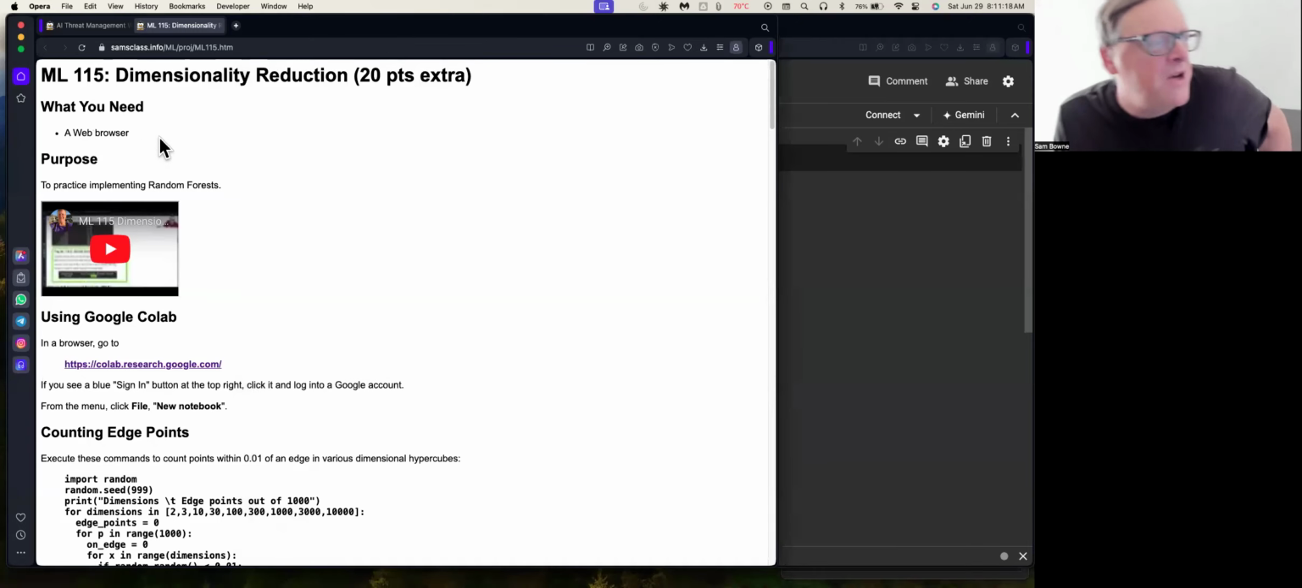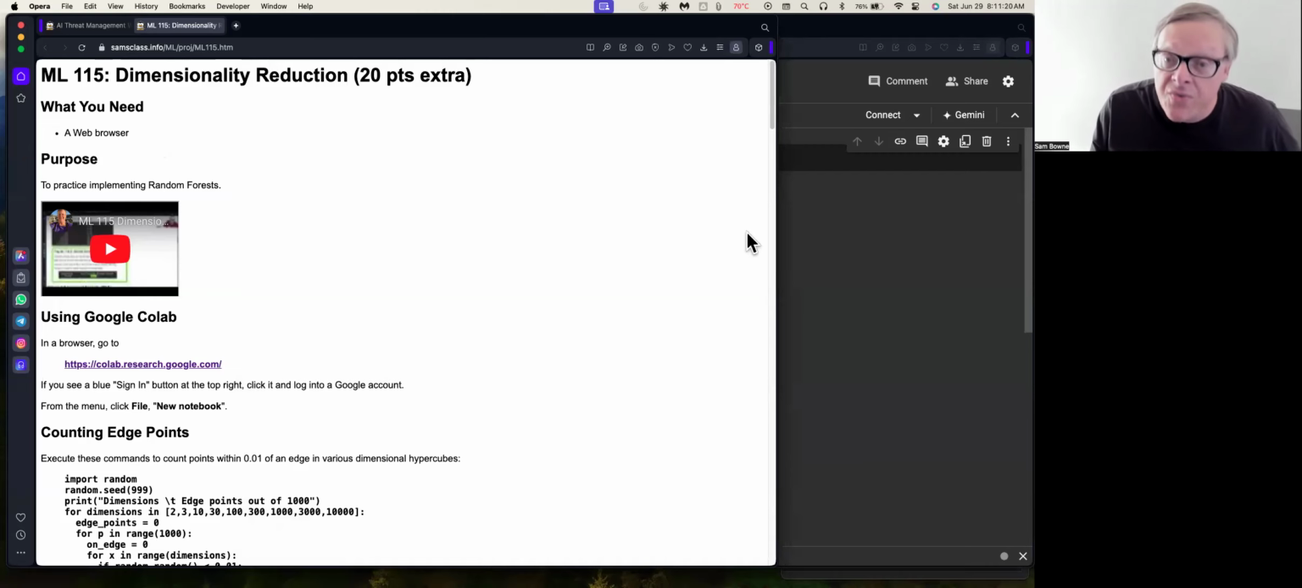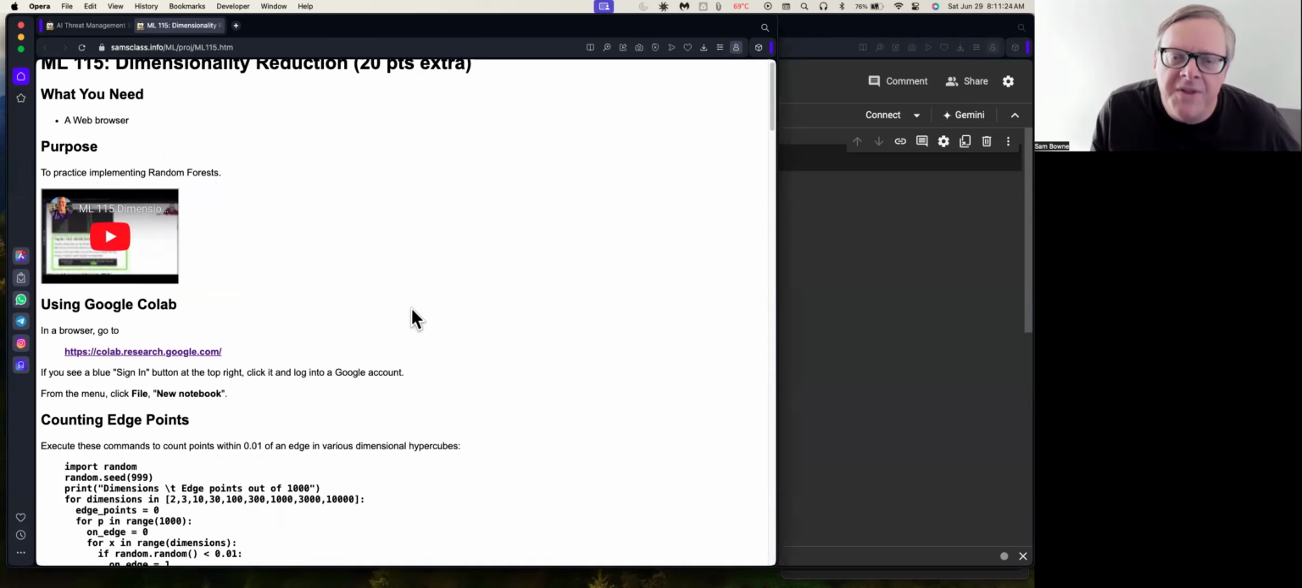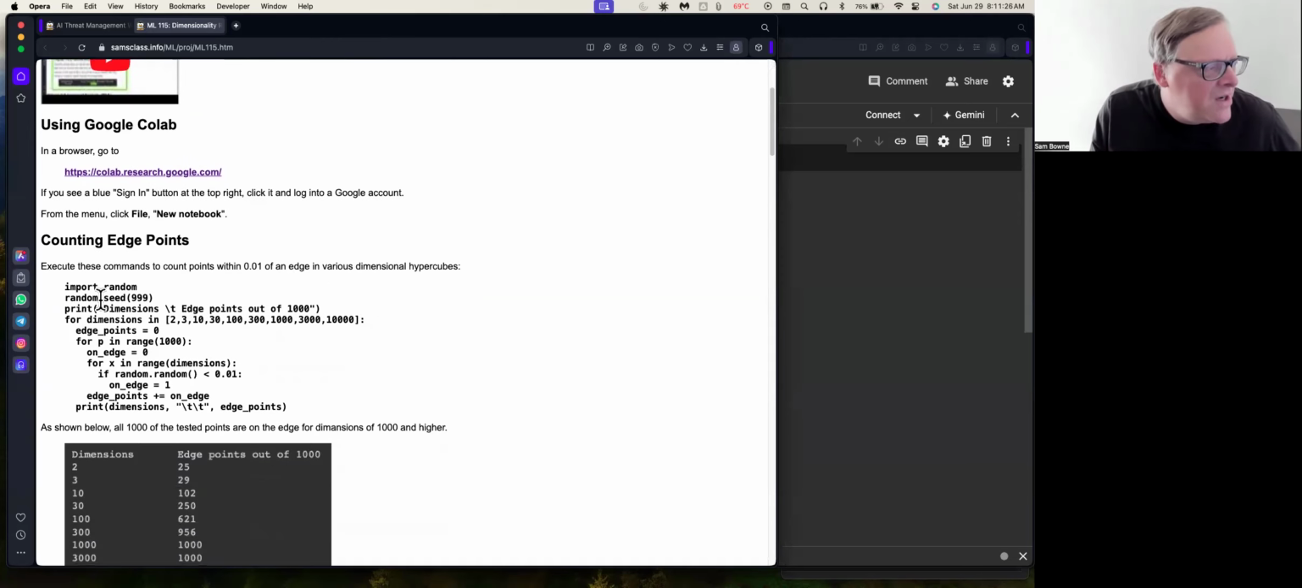So let's talk about dimensionality reduction. I thought this was extremely interesting, and I learned it, of course, from the main textbook we're using here. But this is a real important issue.